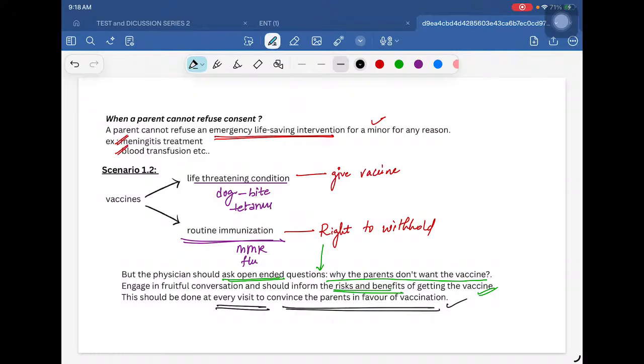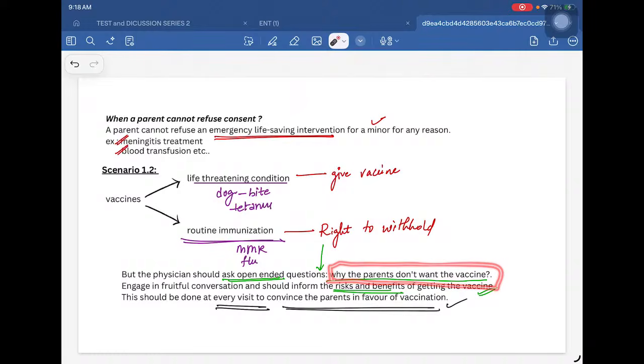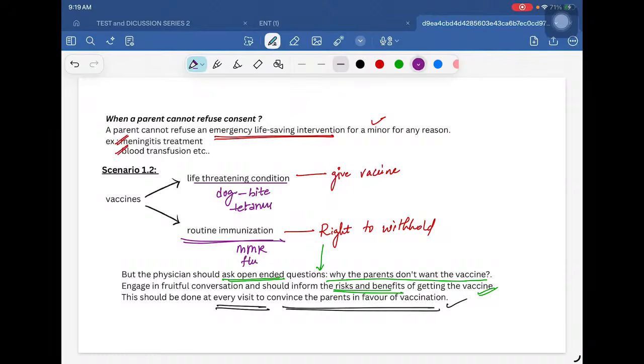Okay, so that is about the vaccination part, wherein if the parent rejects it, you cannot administer it forcefully, particularly in routine immunization. You're going to talk about what the concerns are, clear them up, and try to get them convinced for the vaccination. This is what you're going to do as a doctor.